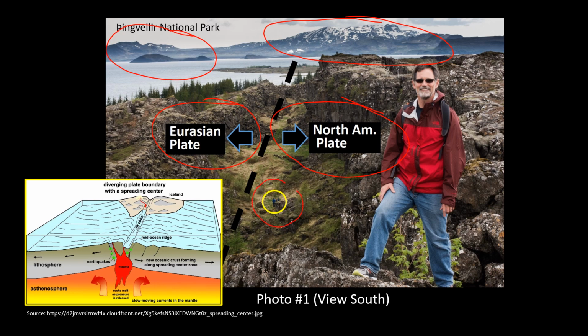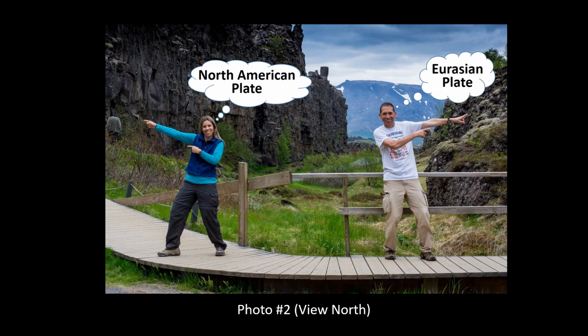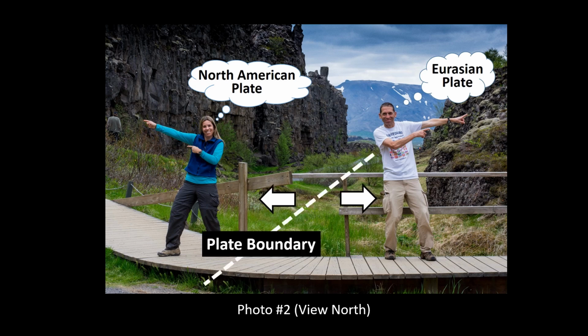That's a person for scale. So you can see this rift right in the middle of the mid-Atlantic ridge here is quite deep. And here we're just having a little bit of fun. We're kind of in the bottom of the rift, and you can think of this as actually the plate boundary. So there's the plate boundary, and one person is standing on the North American plate, and the other person is standing on the Eurasian plate.